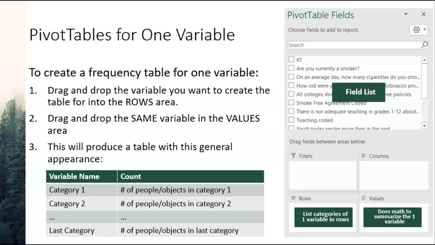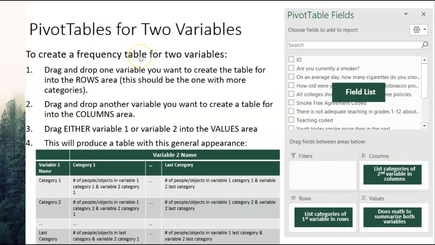For our purposes, using pivot tables for statistical analysis, we're generally going to use pivot tables for one variable or pivot tables for two variables. If you make a pivot table with one variable, it's just your basic frequency table that will count the number of people or objects in every single category. So it will list all of your category names and then the counts. In order to get this table, you will need to pick which variable you want to make the table for. Then you'll drag that variable into the rows and the values section.